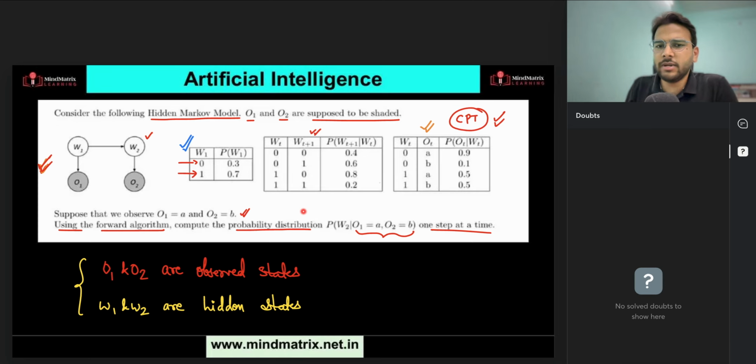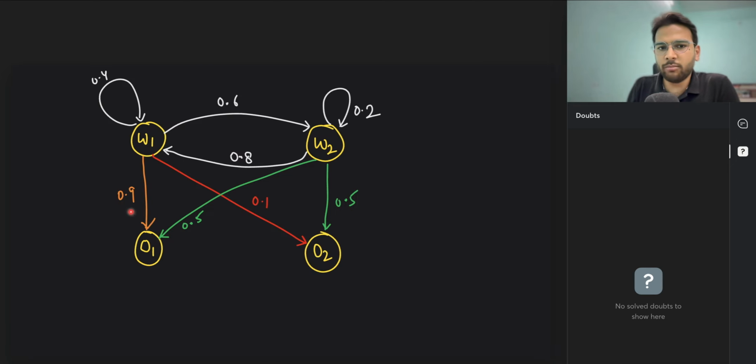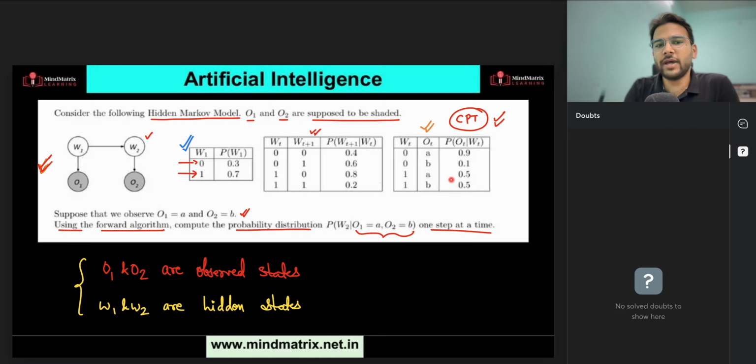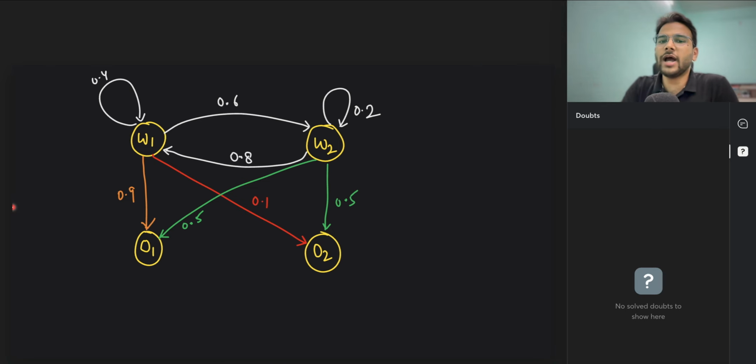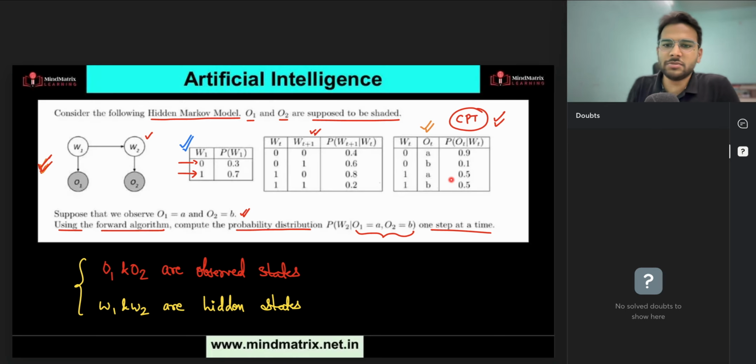Is this clear? Similarly, we have done the same thing from hidden states to observed states also. I hope now it is clear. 0.9, 0.1, 0.5, 0.5. Again, I'm saying you don't have to make this just by using the tables. In the exam, you don't have to make this, okay? This is just for your understanding purpose, nothing else. Just by using the tables, you can do it also.